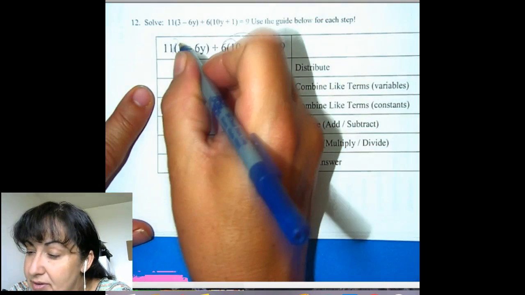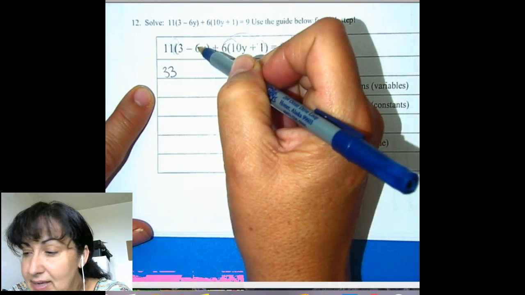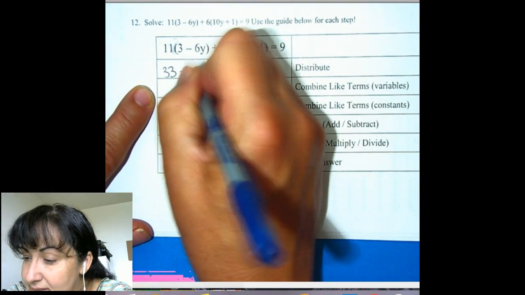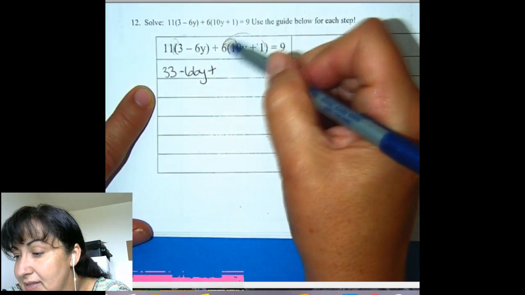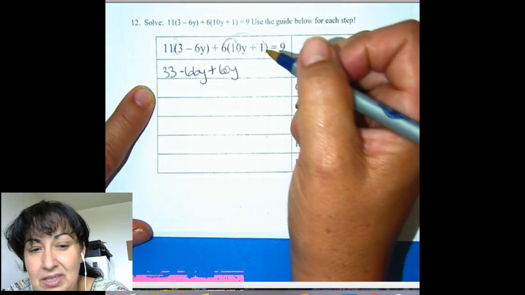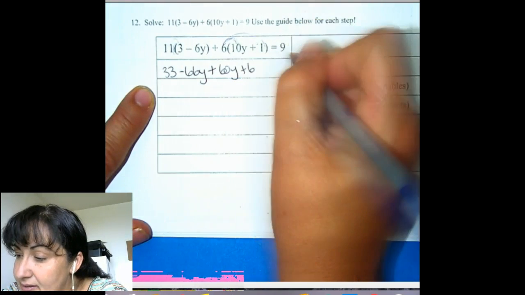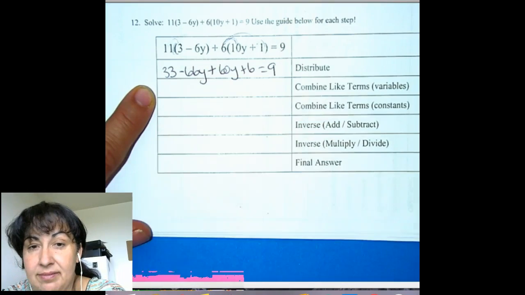So 11 times 3 is 33. 11 times minus 6 is minus 66y, plus, and then I'm going to distribute here. 6 times 10 is 60y. Sorry, that's a 60y. Plus, and then 6 times 1 is 6 equals 9. Okay.